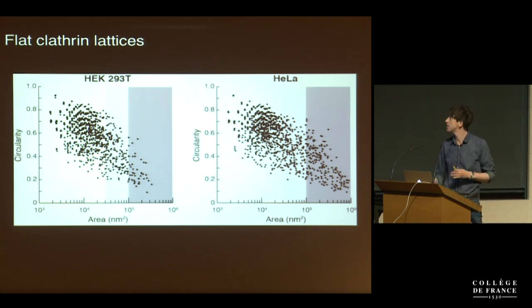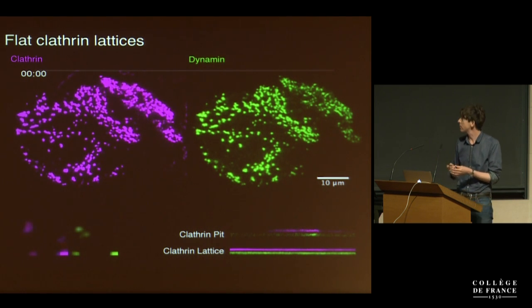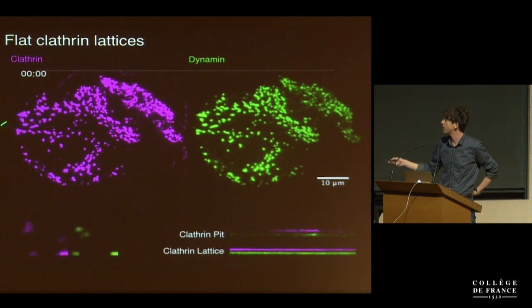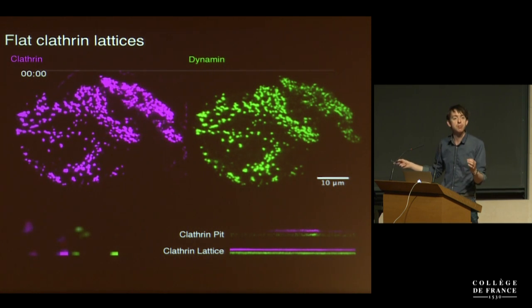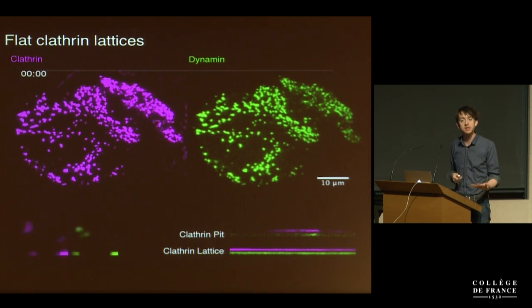And what we saw was somewhat surprising. So in magenta, we have clathrin on the adherent surface of HeLa cells, and these large, bright structures represent the flat clathrin lattices. Surprisingly, dynamin is constitutively associated with these. So this is at odds with the canonical model of clathrin-mediated endocytosis.